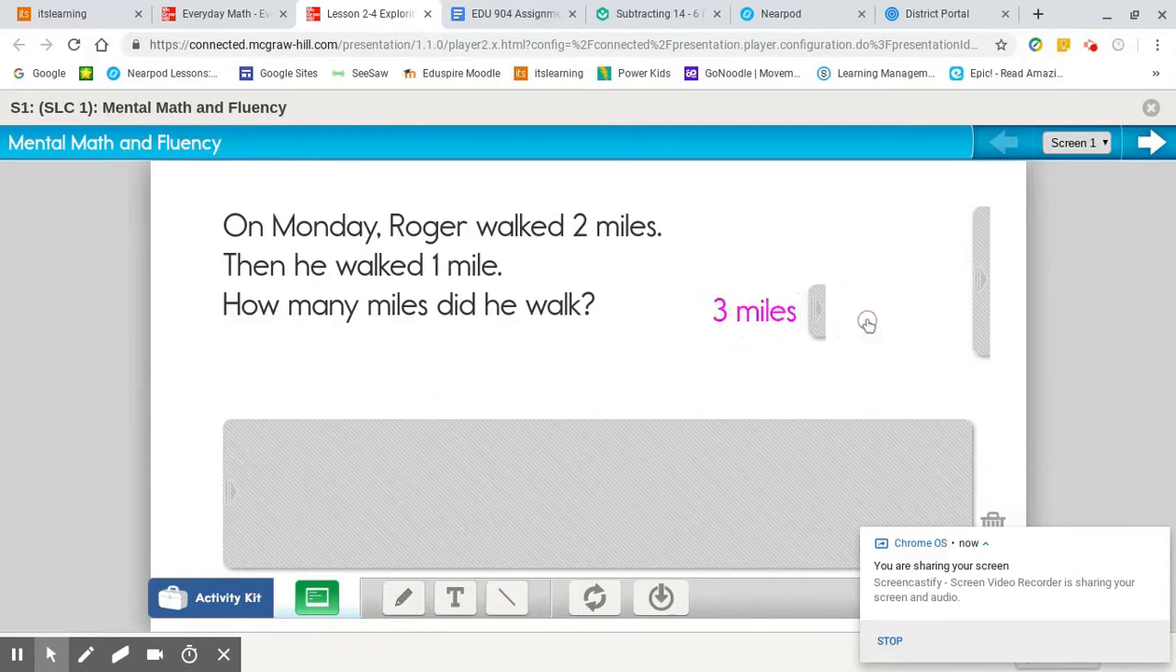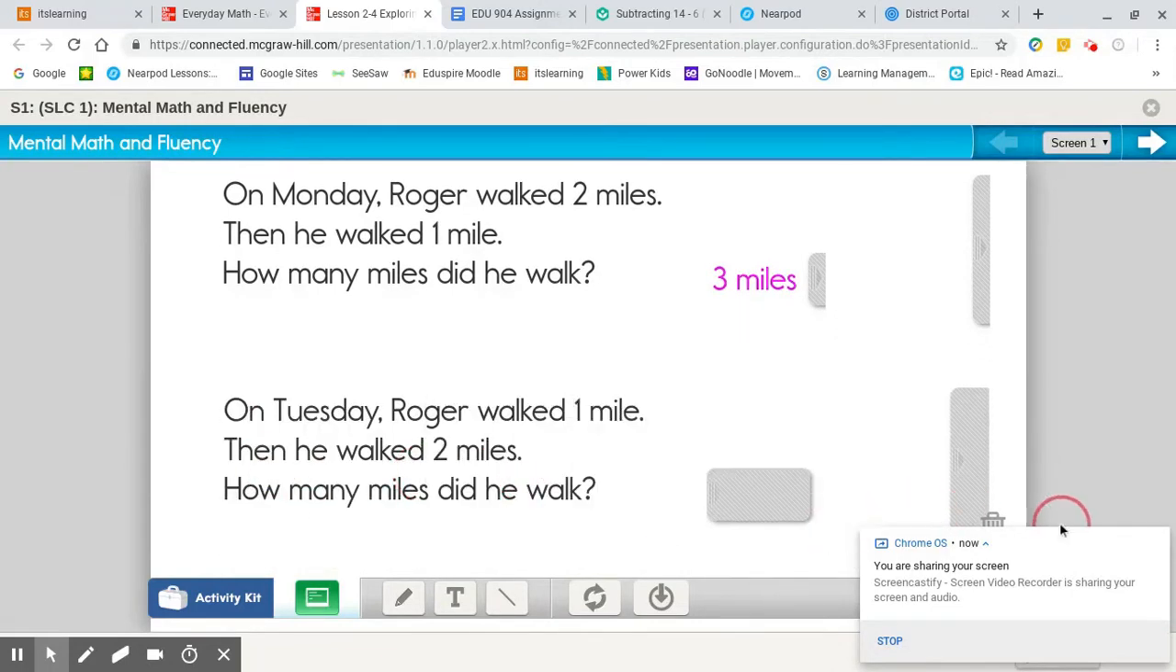Okay, you should have gotten the answer of 3 miles. Now let's take a look at the second problem. On Tuesday, Roger walked 1 mile. Then he walked 2 miles. How many miles did he walk? Go ahead and jot down your answer. And again, you should have gotten 3 miles.